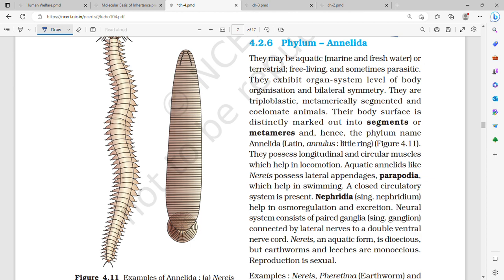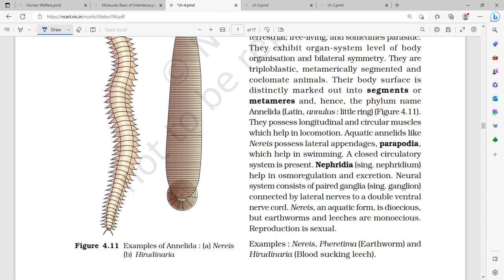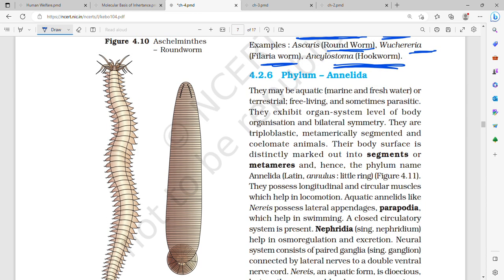Then phylum Annelida. Annelida, that is segmented. They may be aquatic, marine and freshwater, or terrestrial, free-living, sometimes parasitic, exhibit organ system level of organization, bilateral symmetry, triploblastic. They are metamerically segmented and coelomate. They are the first true coelomates or eucoelomates. That is, they have a true coelom, body cavity.